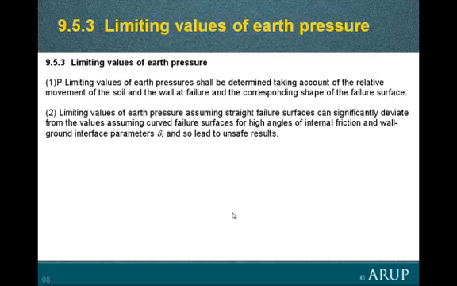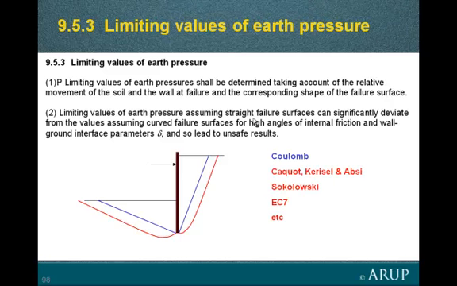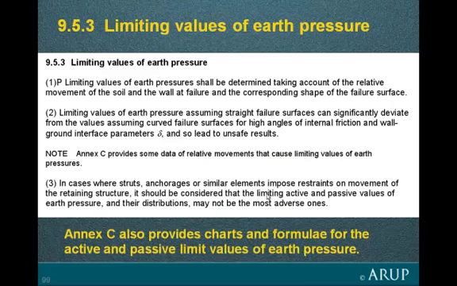The code provides limiting values of earth pressures, but makes this in terms of coefficients of active and passive pressure. It makes the point that you're not to use straight line failure surfaces. In other words, the Coulomb methods are not to be used. What you are to use for calculation of coefficient of active pressure are methods of Kakko-Kerisel, Sokolovsky, or methods given by Eurocode 7 itself, which use curved yield surfaces. You're more critical than the very simple Coulomb calculations, which are unsafe.